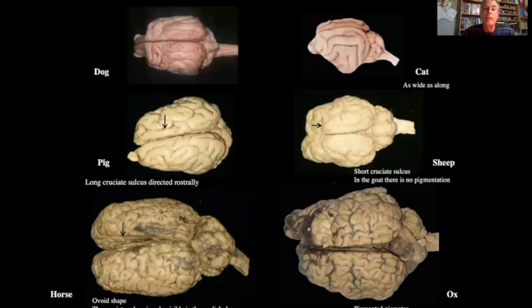So if we compare the anatomy of our domestic animals, the dog, cat, you see the cat is smaller. We have seen it before. The pig, with the long cruciate sulcus, is directed dorsally, not as in the case of a dog. Or in the sheep, with a short cruciate sulcus. Or in the horse. The horse has an ovoid shape and the cruciate sulcus is only visible in the medial plane. Or in the ox, pigmented. So the sheep is also pigmented. Well, thank you very much.